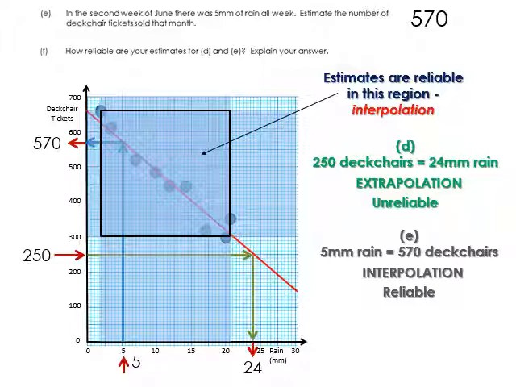Okay, so if it's within the region, interpolation. If it's outside the region with all the data points, then it's extrapolation and it's not so reliable.